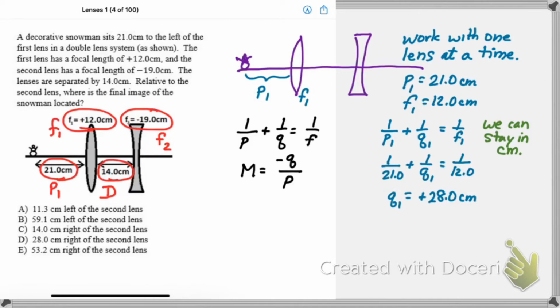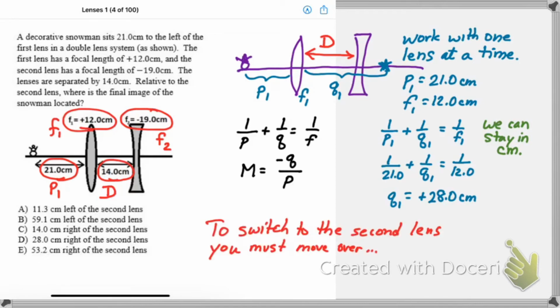So my picture, I'm going to draw it. Interesting thing to note, it's past lens 2. That doesn't matter. It's fine. Math still works. But something interesting is about to happen. We're about to shift over to lens 2. Shifting over to lens 2 means translating your axes. We basically move over 14 centimeters, but it's not as straightforward as it might seem.